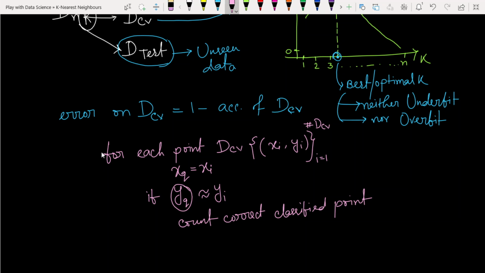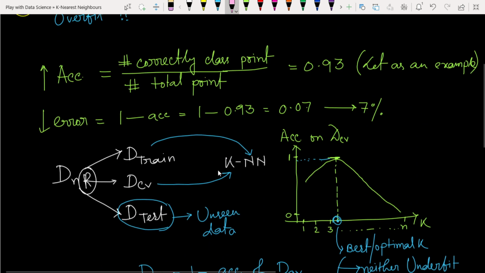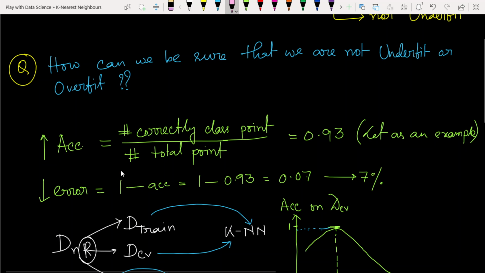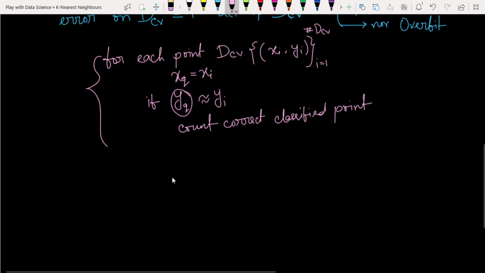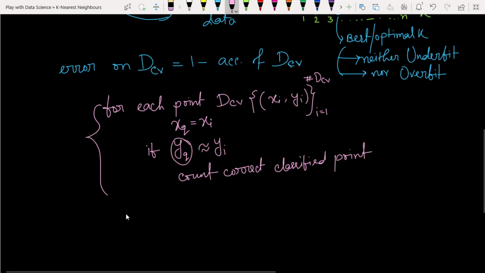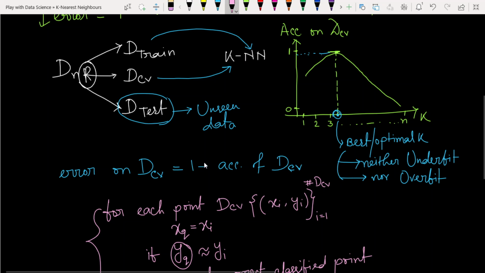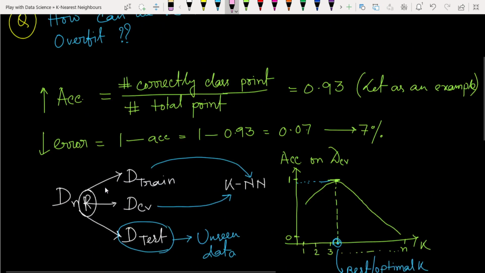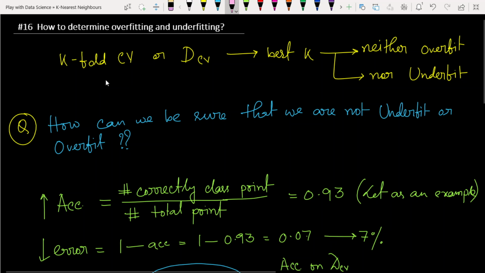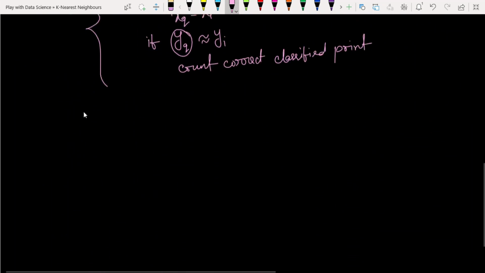And we repeat this job for each point in our cross validation data, and by using this formula we find the accuracy of our model. We have already seen this. Now everything is okay, but how do we determine numerically whether the model is overfit or underfit? How do we find this numerically?